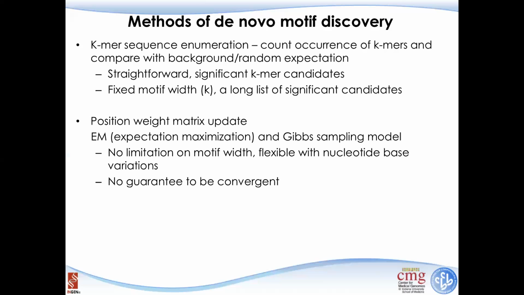But the challenge or the problem of this one is, first, you have to make a decision on how long a motif you want to see. As I said, if you say 6-mer, then we enumerate all 6-mers. If you say 8, we have to do 8-mer. And also, based on my experience, they always show a long list of significant candidates. It's not a surprise, a long list.